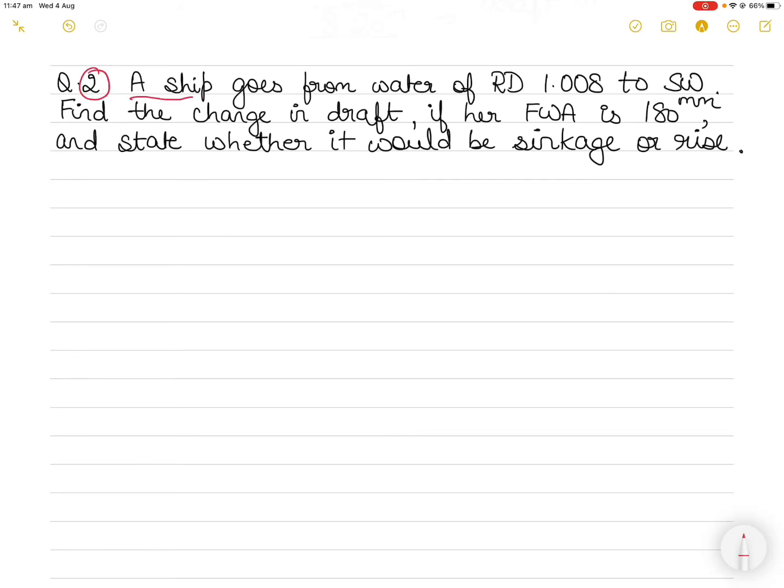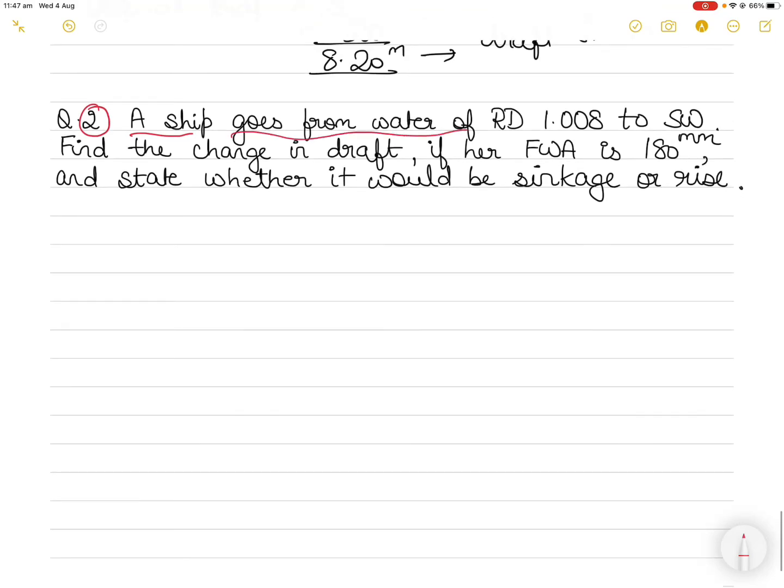This is question number 2. A ship goes from water of relative density 1.008 to seawater. Remember, there is no fresh water here. Now the density has become 1.008, which is called dock water density. So we have seawater, fresh water, and then the rest of the densities are classified under dock water. You have to find the change in the draft of the vessel if her freshwater allowance is 180 millimeter.